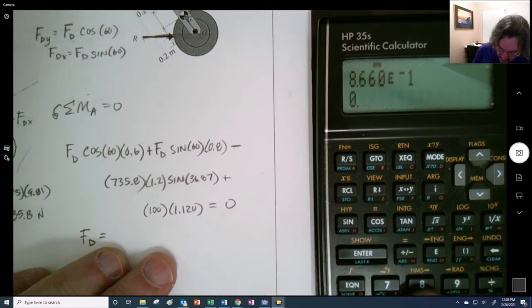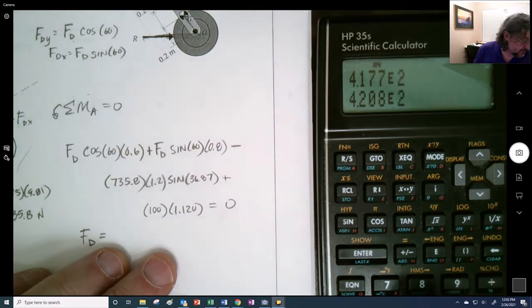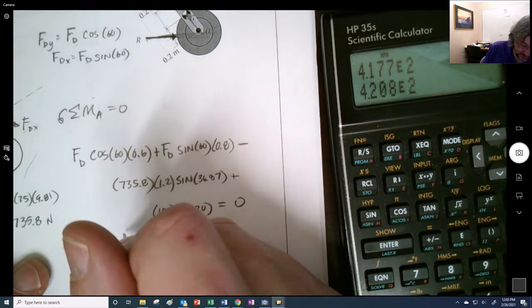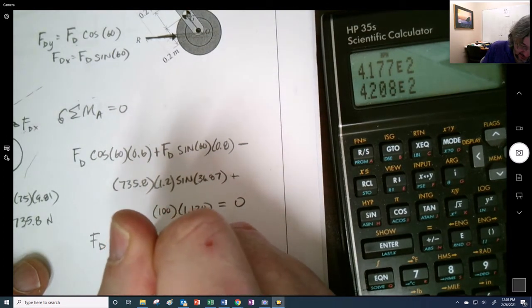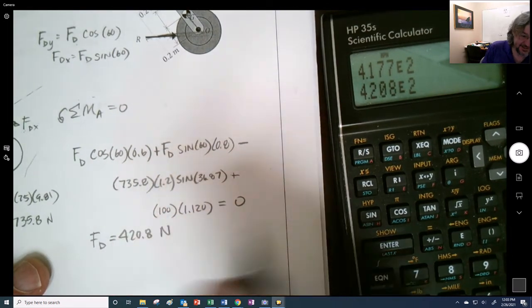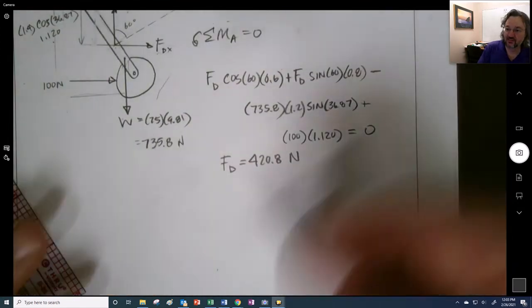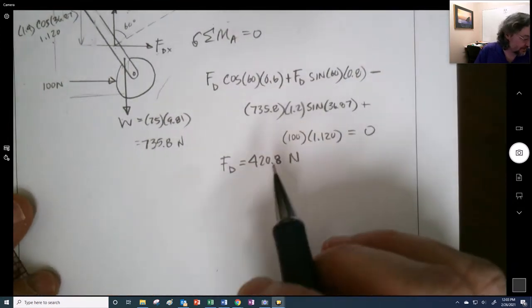60 sine and 0.8 times, and we're going to add those through. And let's hope, let's divide. We get the same number, 420.8. That's what I got previously, having done it a different way. Not a different way, but I went through different angles and that kind of thing.